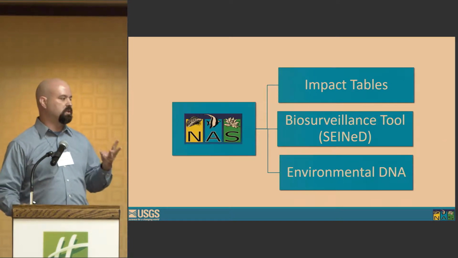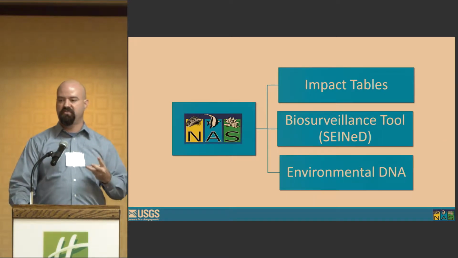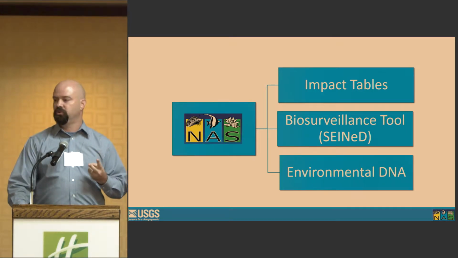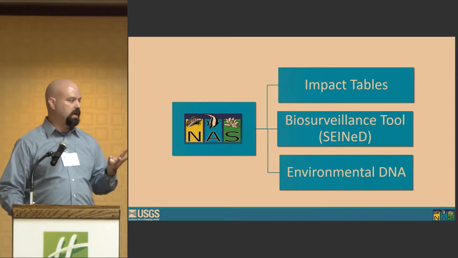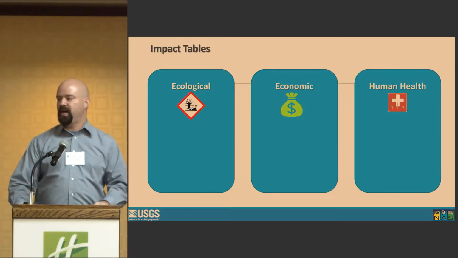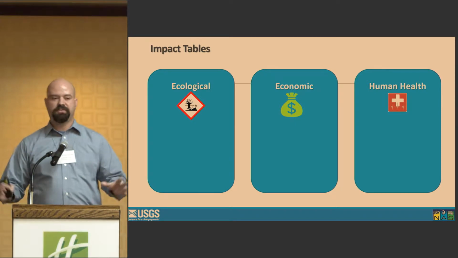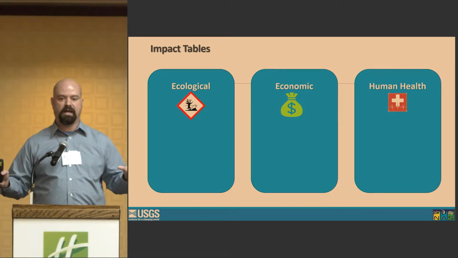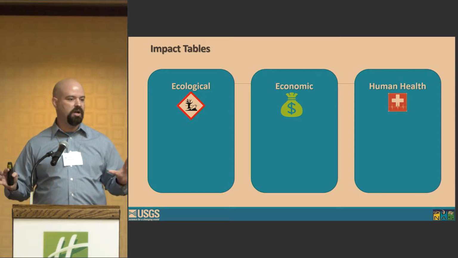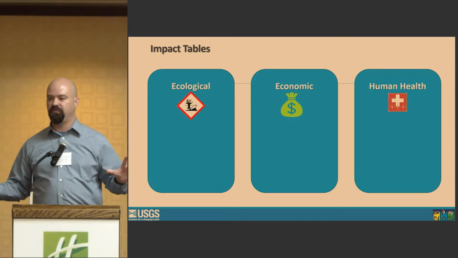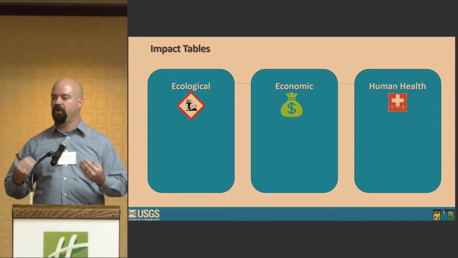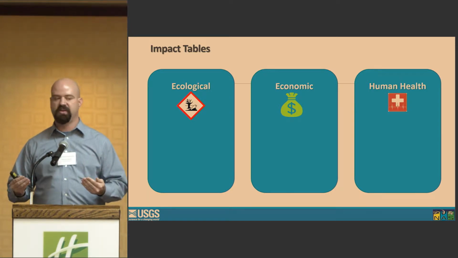So the 3 big ones I want to spend a little more time on, which you may not have heard about, is our new impact tables, our biosurveillance tool, SANED, and then environmental DNA, and what we plan on doing with that within the database. So our impact tables. All of us in here know there are important impacts about invasive species, but often we're really limited on our knowledge on them because there's a lot of anecdotal stuff out there. And to be honest, that's bothersome. We need to be honest and upfront on what we do and don't know about these invasive species.